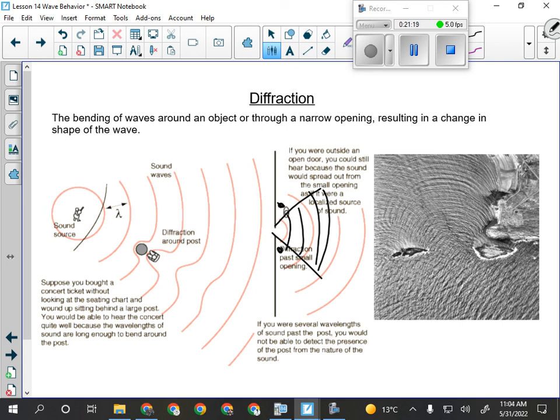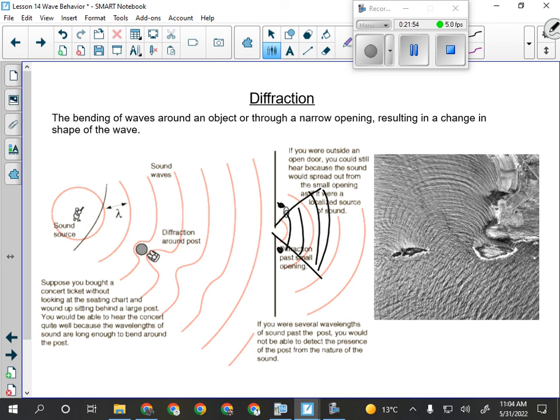Now, the properties of the waves affect how much the waves diffract. Speed and wavelength affect how much a wave diffracts. What do you suppose diffracts more? Fast waves or slow waves? Slow waves, yeah. And the reason is they're in contact with the thing they're diffracting either around or through for longer, because they're moving slower. So they actually diffract more. So the slower the wave, the greater the diffraction.